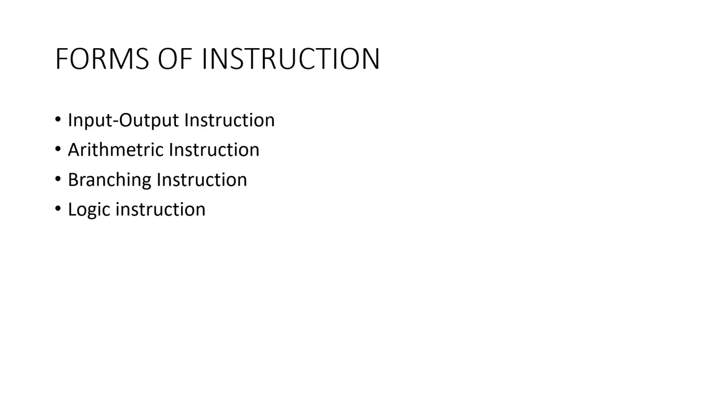Then we have the unconditional branching instruction. The unconditional branching instruction will cause the computer to branch to a particular statement regardless of the existing condition, regardless of the condition that has been stated before. And that is why it is an unconditional instruction. So under branching instruction, we have unconditional and conditional instruction.